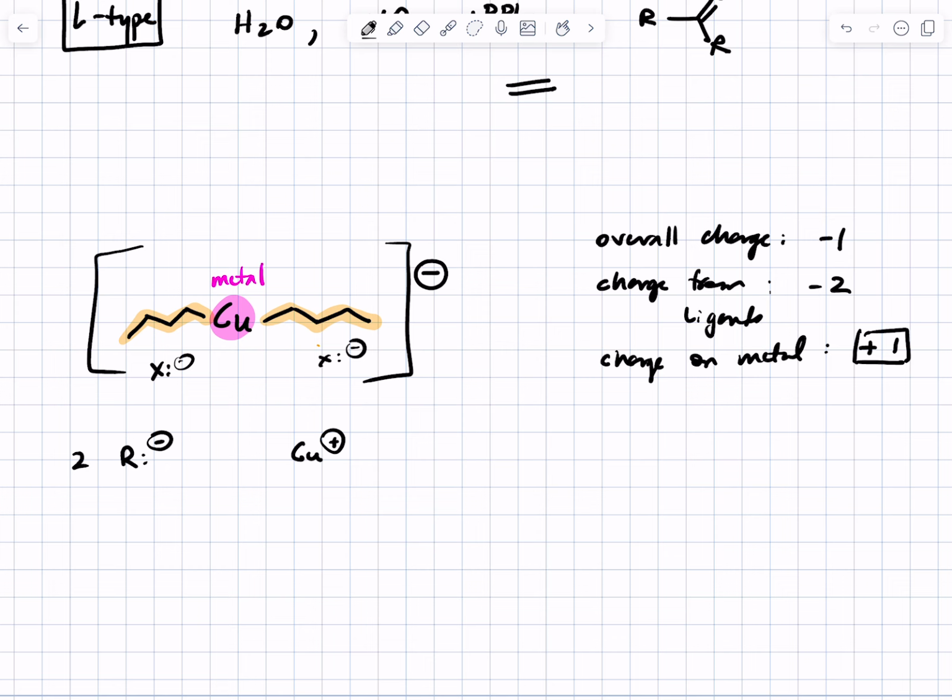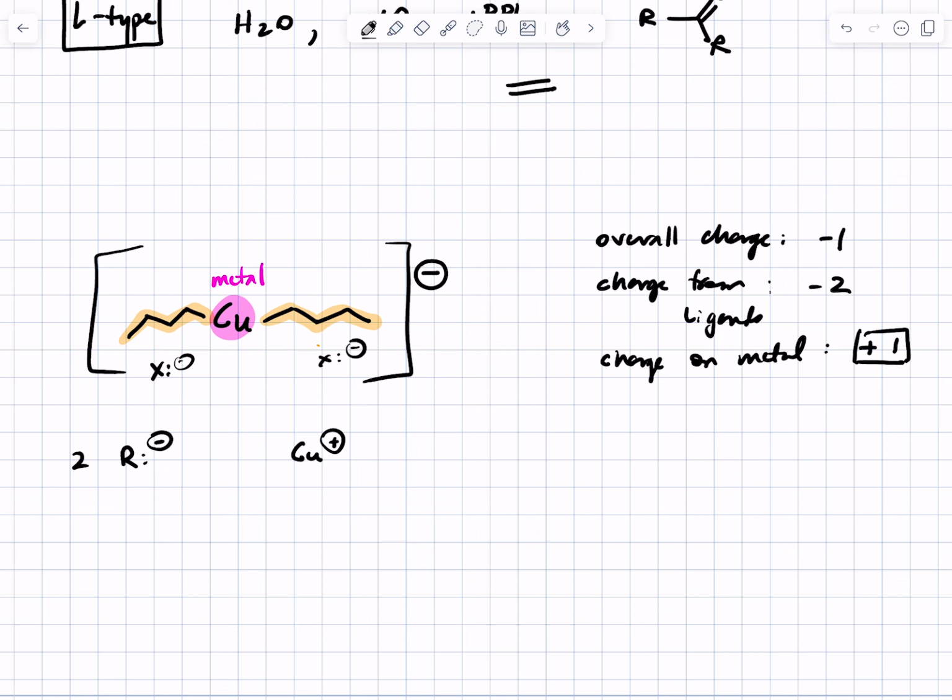You have just learned how to identify the oxidation state of copper. You take the overall charge on the complex, you compare that to the charges on the ligands, and from that you can infer what the oxidation state of the metal is.